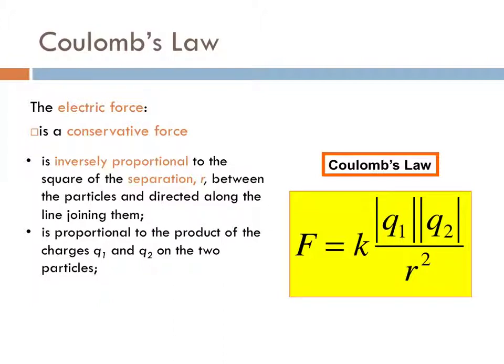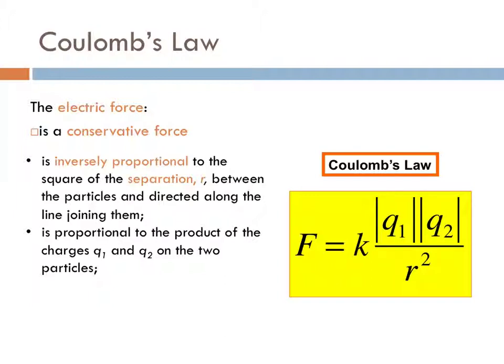Now, this equation is called Coulomb's law. Coulomb's law describes an electric force. This electric force is a conservative force. What that means is that the work done by this conservative force is independent of the path taken. Remember that friction is a non-conservative force because the work done increases as the distance increases. But this is a conservative force, meaning that the work done is not dependent on the path taken. This equation is also inversely proportional to the square of the separation r. What that means is as r increases, my force should decrease.